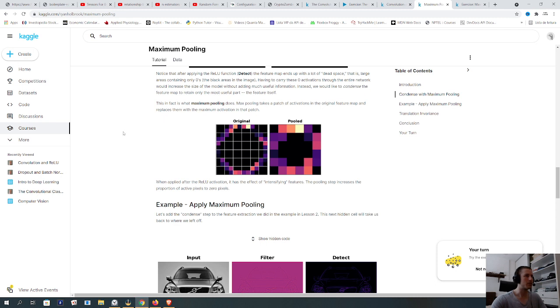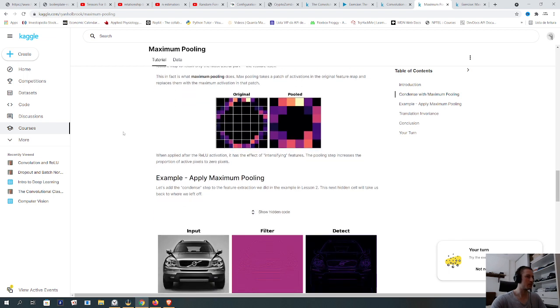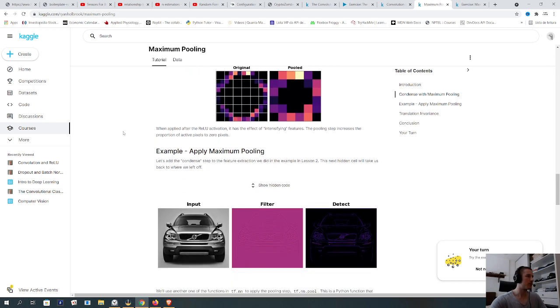Max pooling takes a patch of activations in the original feature map and replaces them with the maximum activation in that patch. When applied after the ReLU activation, it has the effect of intensifying features. The pooling step increases the proportion of active pixels to zero pixels.